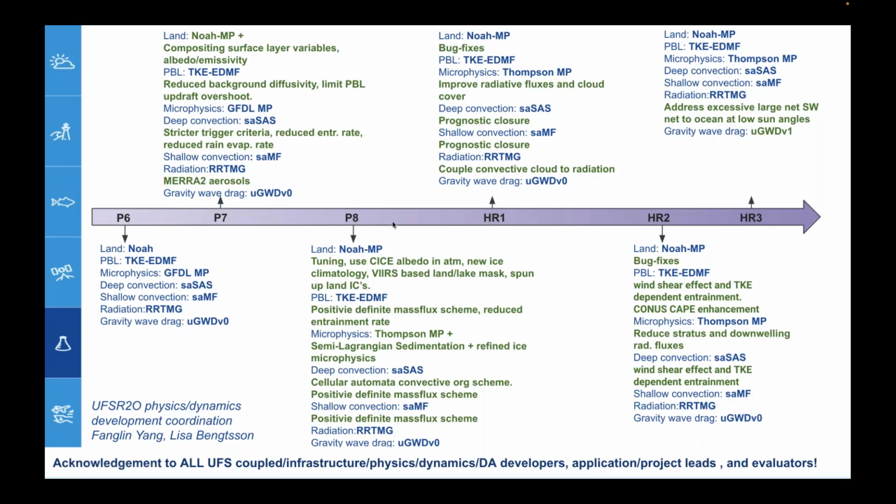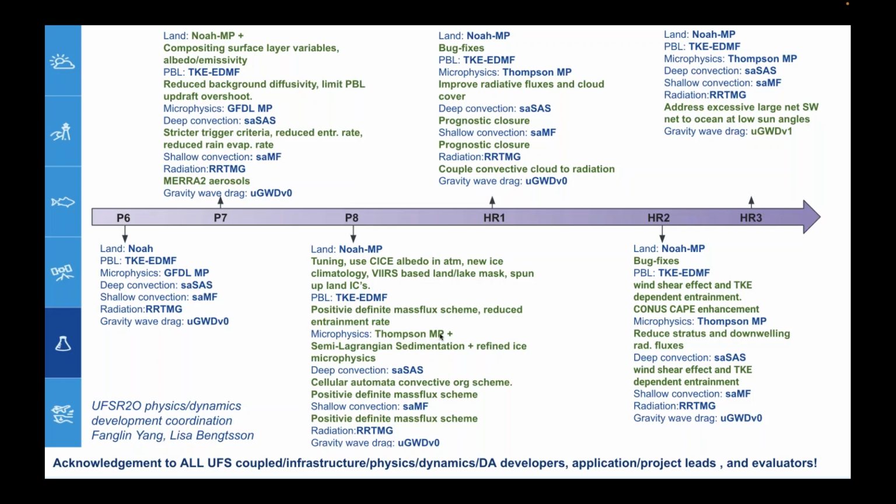And then throughout the prototype process, there's been incremental changes in physics. We're right now on something called high resolution prototype 3. So maybe I'll point out a few examples. In prototype 7, there was an upgrade from NOAH to the NOAH-MP land model. That's probably the biggest update in this prototype. Also some additional refinements and tuning in PBL and convection.